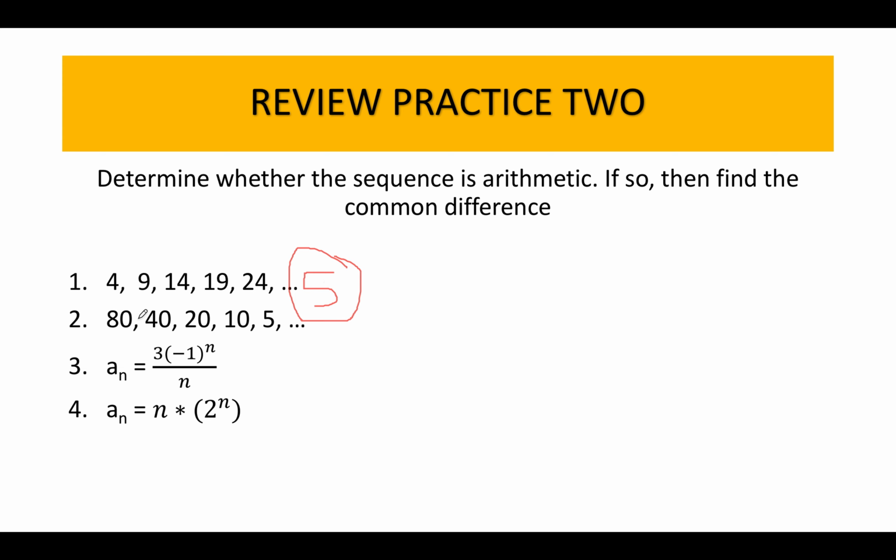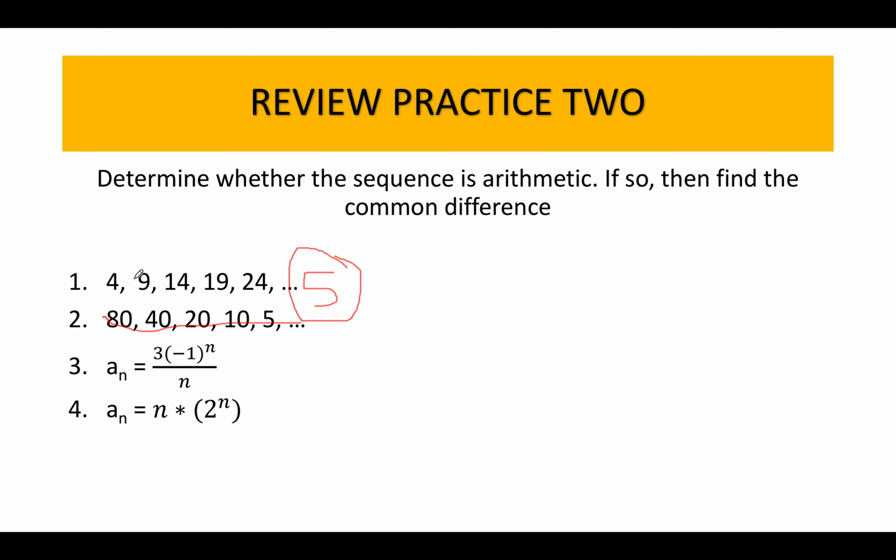The second one, the common difference is what? You divide by 2. It's a geometric sequence, whereas the first is an arithmetic sequence. So the second one is not an arithmetic sequence, because you're dividing by 2. As you can see, you're not subtracting 20 or 40. You're dividing by 2. 80 divided by 2 is 40, 40 divided by 2 is 20, 20 divided by 2 is 10, 10 divided by 2 is 5. So this is a geometric sequence, not arithmetic as the question is saying. So let's cross that out.